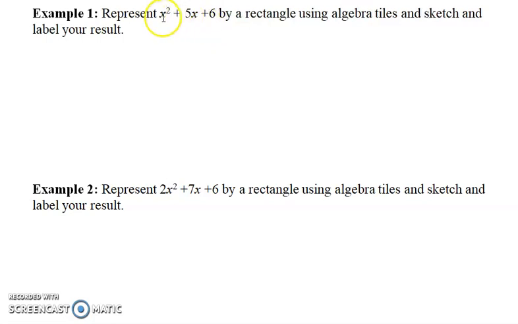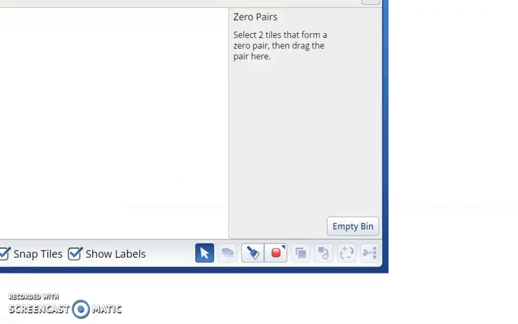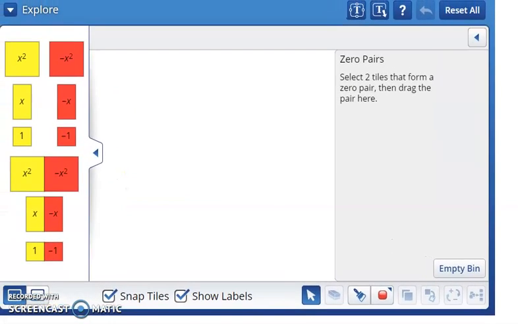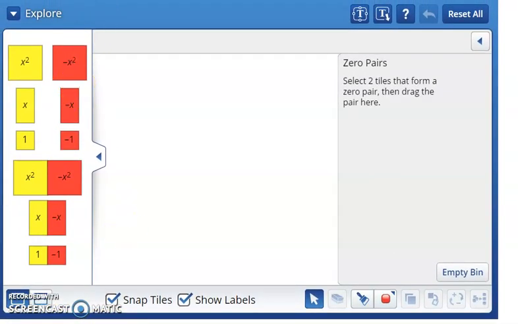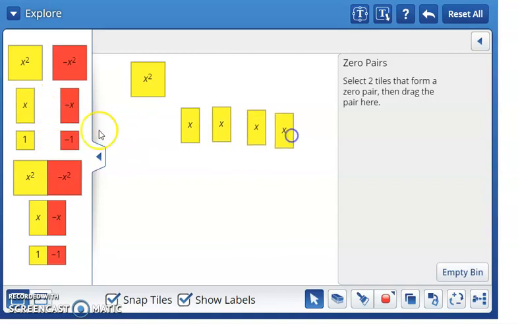So this is a trinomial. It has three terms. The first term is x squared, the second term is 5x, the next one is 6. We're going to take our algebra tiles and create the rectangle using these. So the first one we said was x squared plus 5x plus 6. We need 1 x squared, 5 x's, and 6 ones. We get what we need. And then we're going to try to create a rectangle with these.